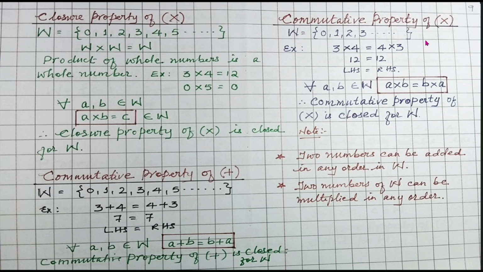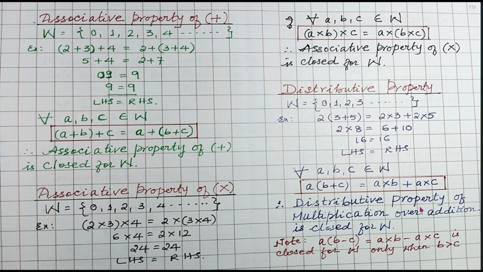Now similarly, commutative property of multiplication is also closed for a set of whole numbers. Therefore, two numbers can be added in any order in whole numbers, and two numbers can be multiplied in any order in whole numbers. Now coming to the associative property of addition, we know what is associative property already.